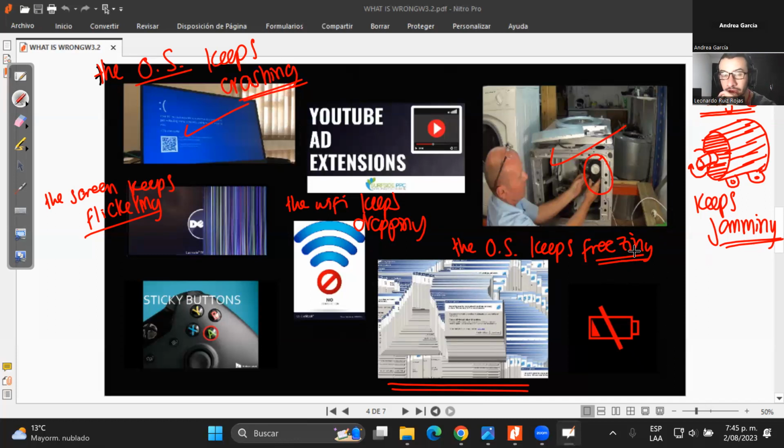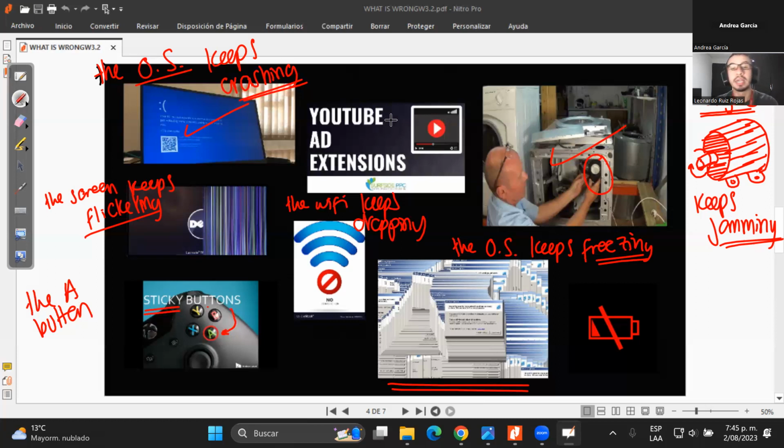The battery keeps dying. The battery keeps dying. Very good. Excellent. That one is easy. And this one in the controller of the Xbox, what happened? The control keeps sticking. And especially, for example, we could say the buttons, the A button of the controller keeps sticking, no?